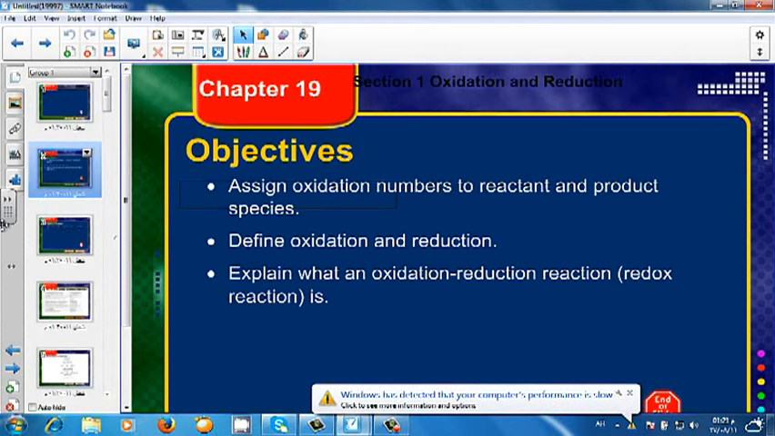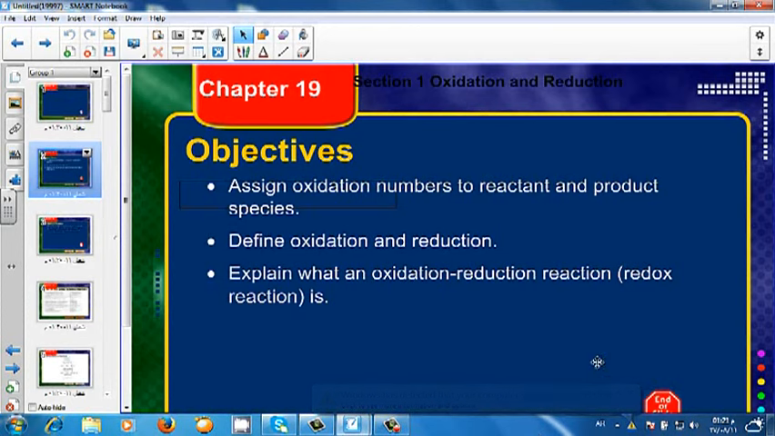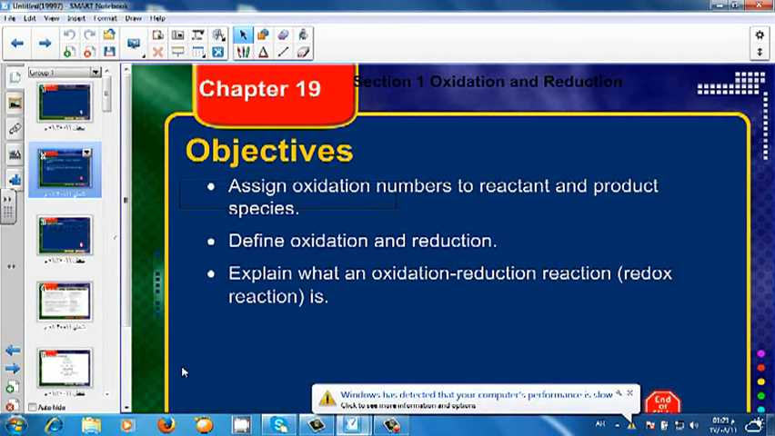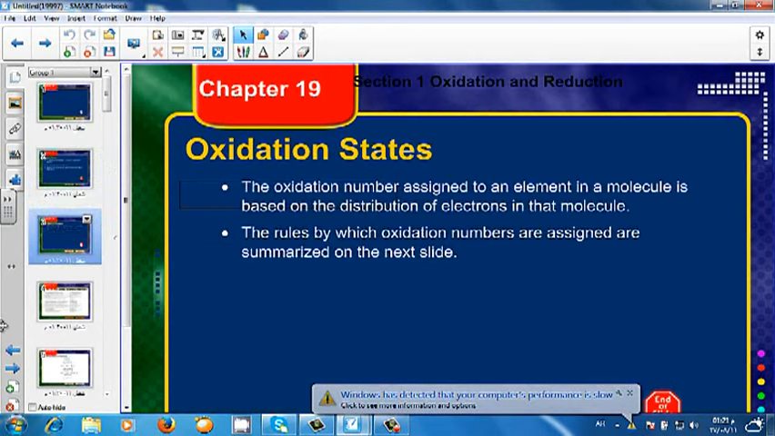In this section we'll cover how to assign the oxidation number to reactant and product species. We'll define oxidation and reduction, and we will relate it to oxidation-reduction reactions, or redox reactions.